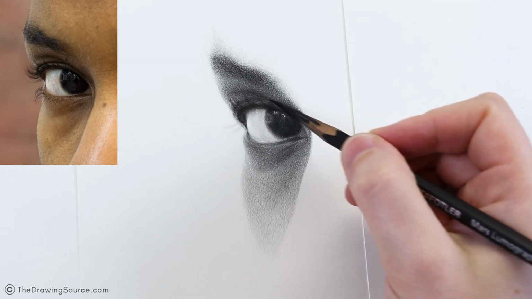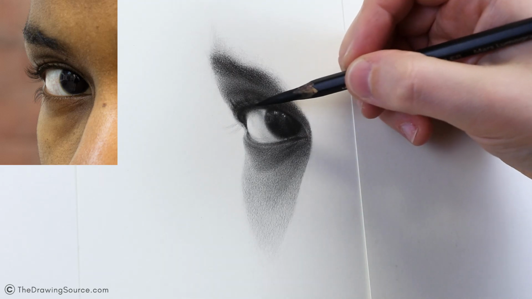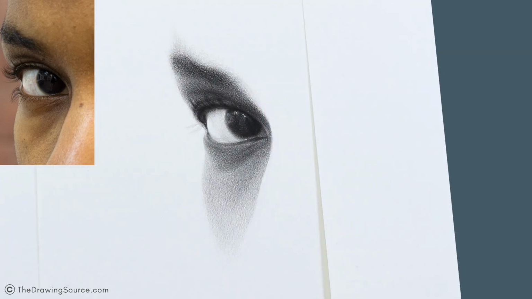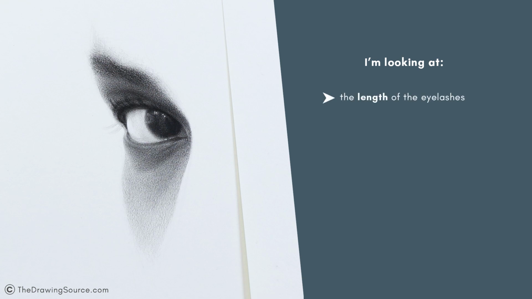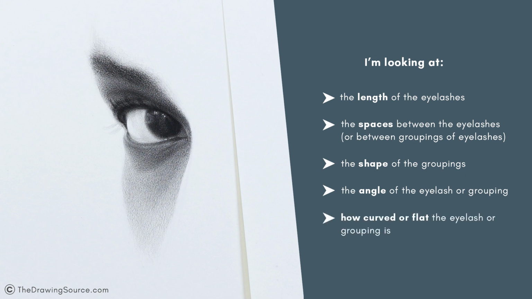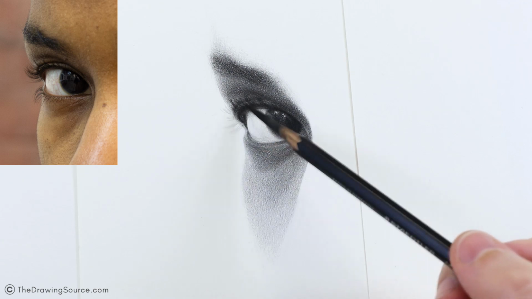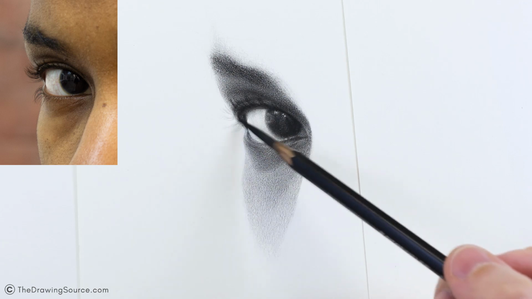It doesn't look like it here because I've edited out all of the pauses, but I spend most of my time looking and a fraction of that time drawing. I'm looking at the length of the eyelashes, the spacing between the eyelashes or between the groupings of eyelashes, at the shape of the groupings, the angle of the eyelash or grouping that I'm drawing, and how curved or flat the eyelash or grouping is. Observation takes up at least as much of my time as drawing, if not more.